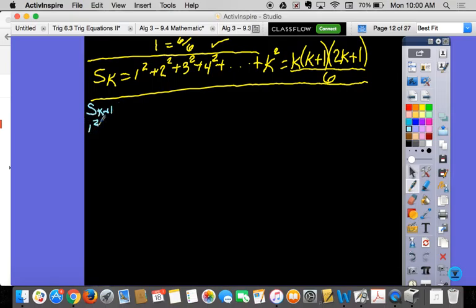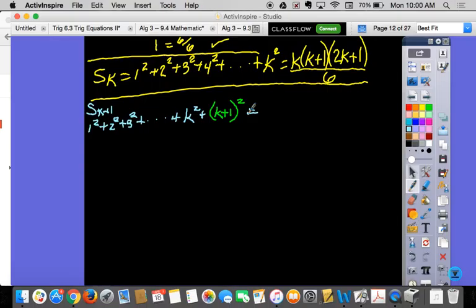So, I have 1 squared plus 2 squared plus 3 squared. And let's just go ahead and start my little dots. That's going to be k squared, right? Remember, I have to add a term. I have to add my k plus 1 term. That has to be inserted.